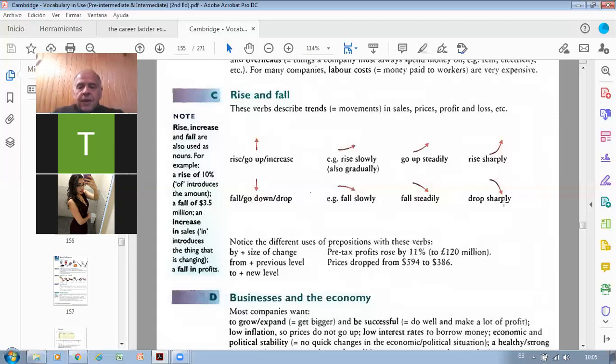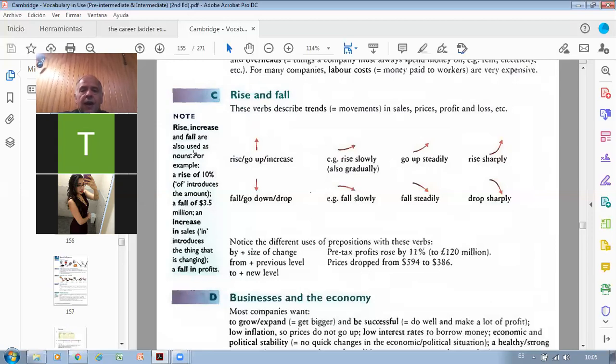Now, in here you have some different uses of prepositions with these verbs. By, size of change, from, previous level, to a new level. Okay? For example, pre-tax profits rose by, mean, 11%. To, that is for the future, 120 million. Prices dropped from 594 to 386.